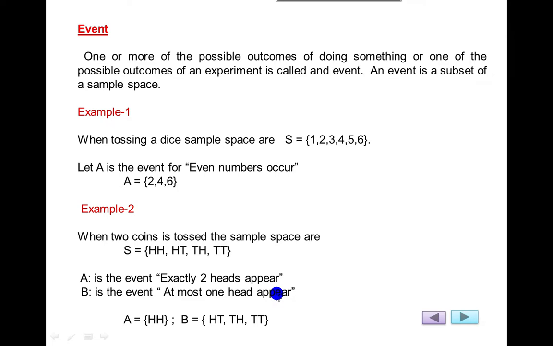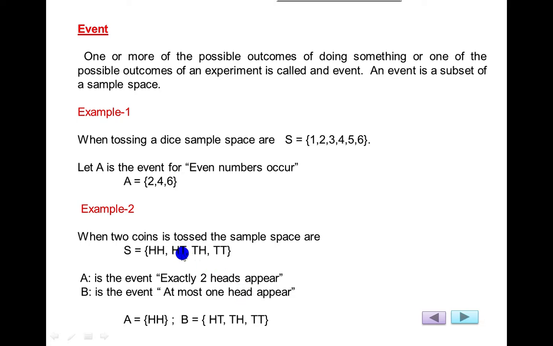Maximum 1, not more than 1. At most means ज़्यादा से ज़्यादा, at least means minimum, कम से कम. So at most means maximum 1 head appears. So maximum one head appears means HT, TH and TT. Maximum one may be less than one but not more than one.